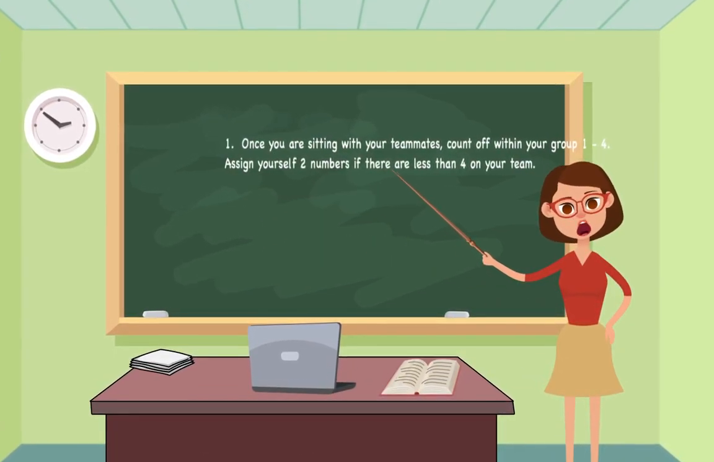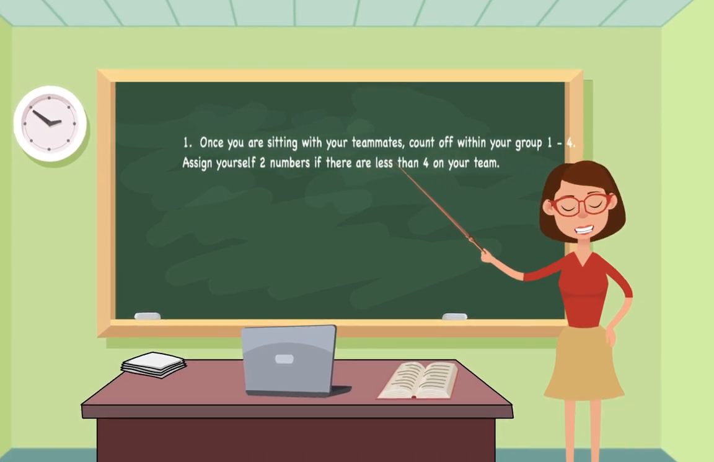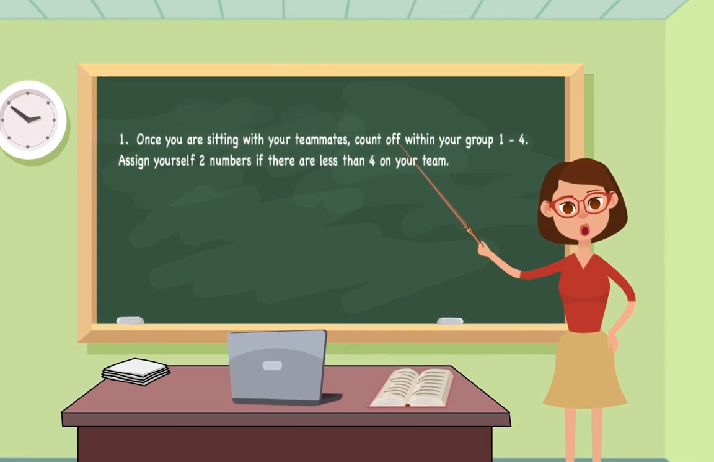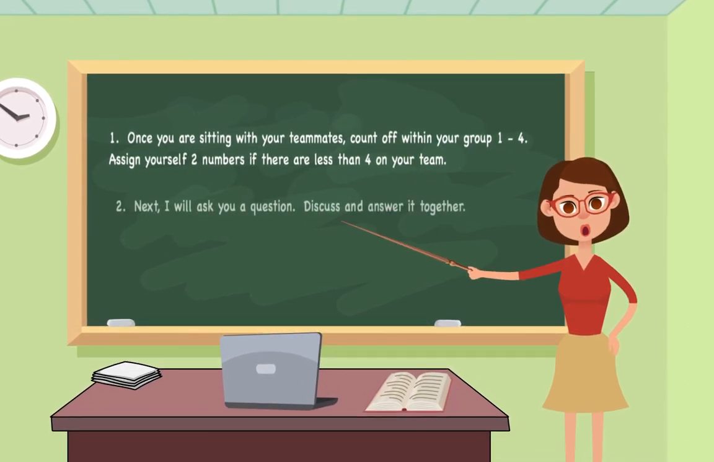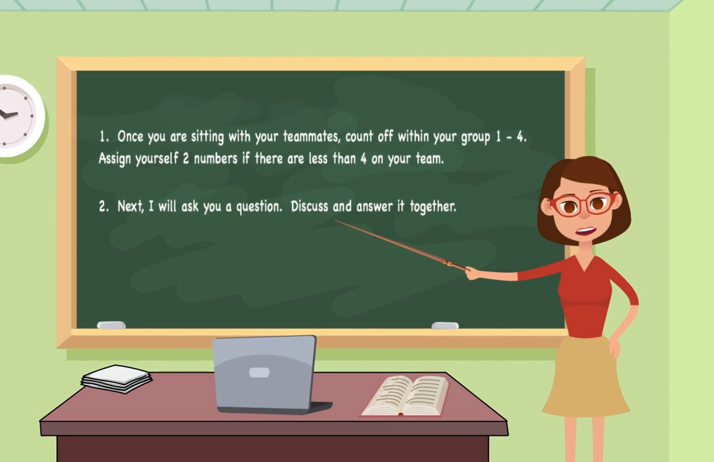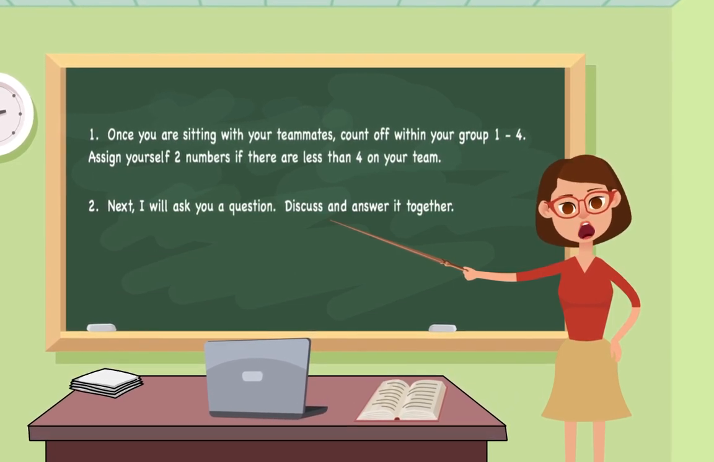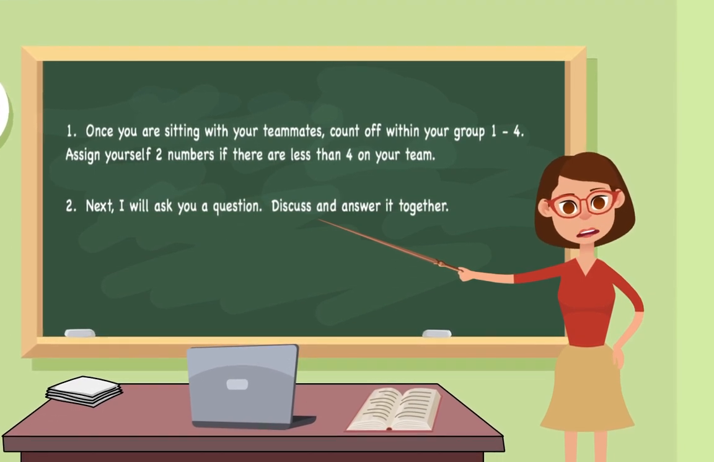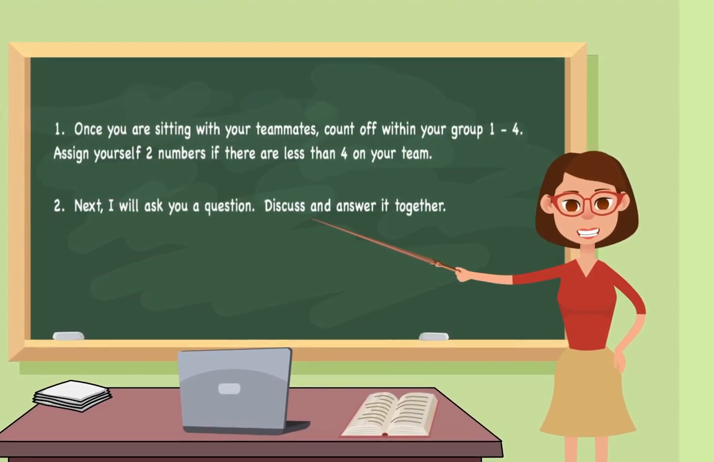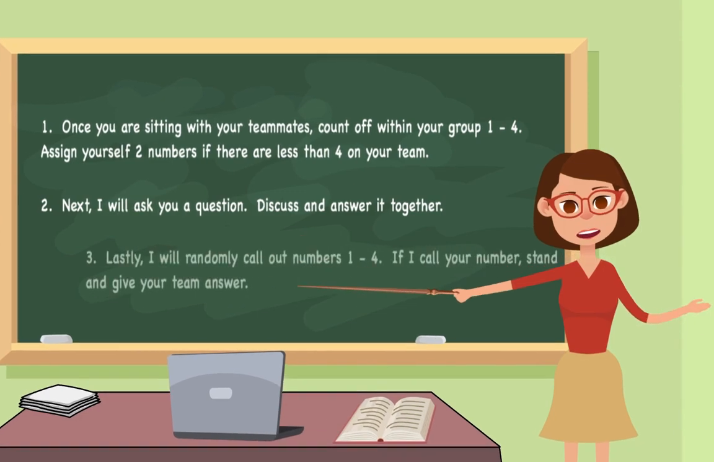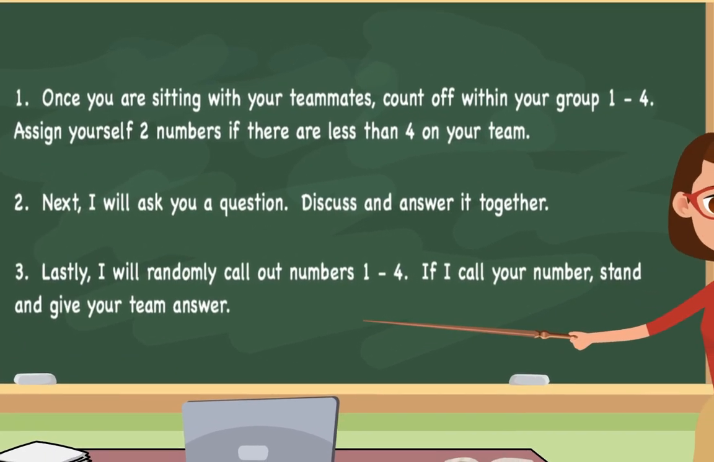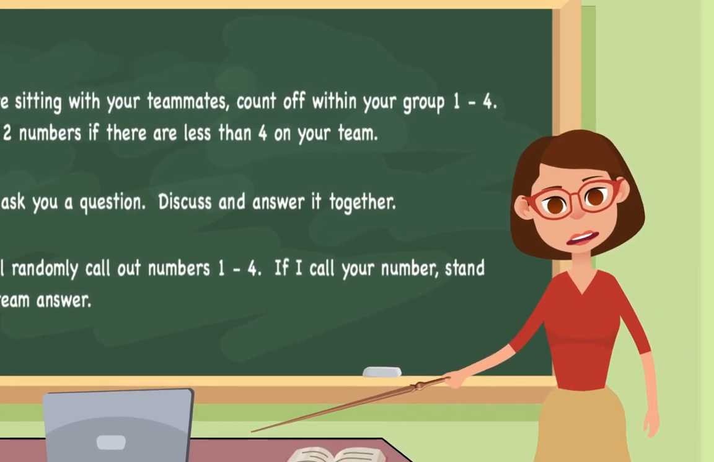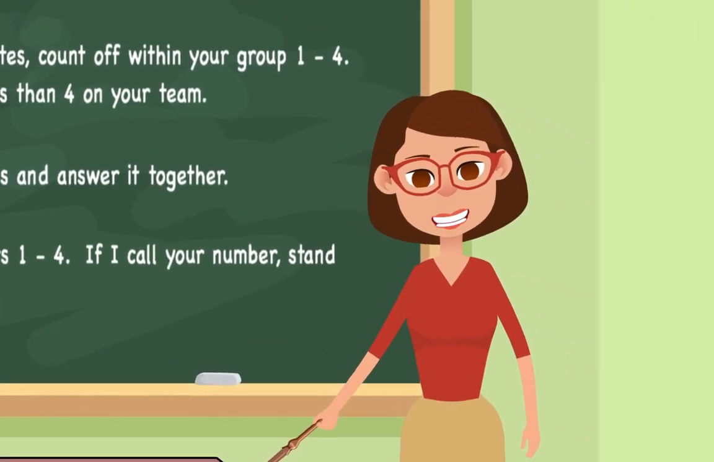Students, here are your instructions. When I say go, you'll have 1 minute to report to your assigned teams. Then number off 1 through 4. Next, I will ask a discussion question. All members must contribute at least 2 sentences to the conversation. Once everyone has spoken, summarize and prepare a team response. Finally, students, I will randomly call out either 1, 2, 3, or 4. If you hear your number, stand up and get ready to share your team answer.